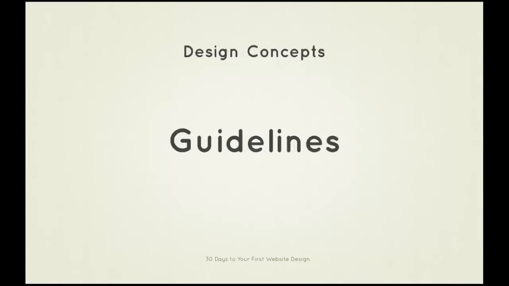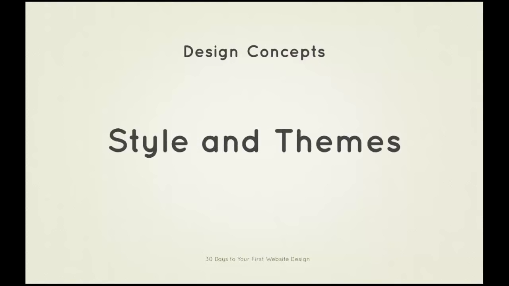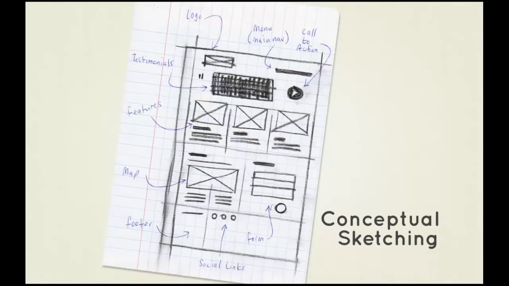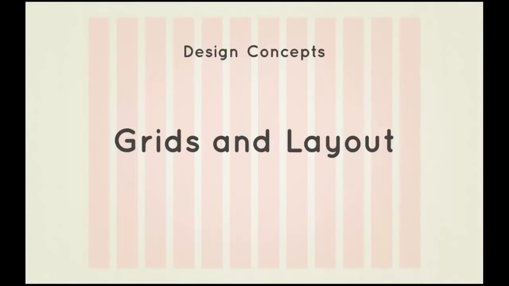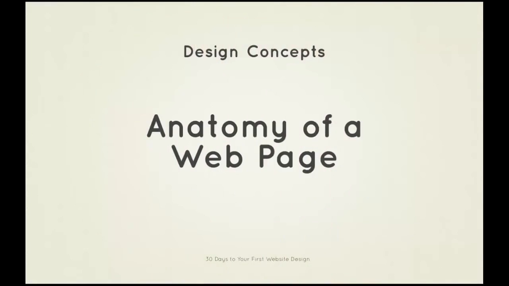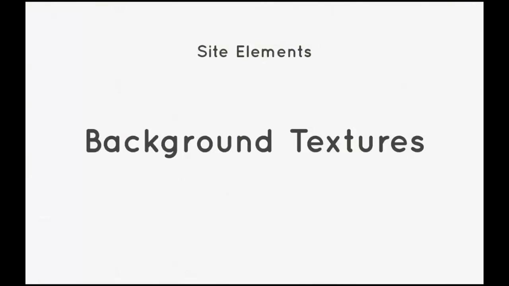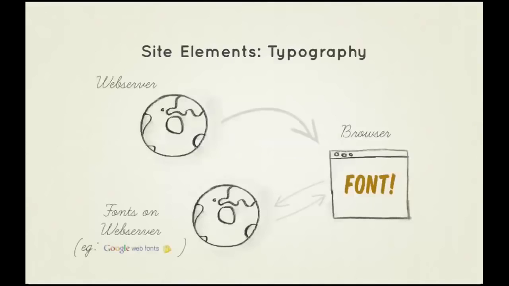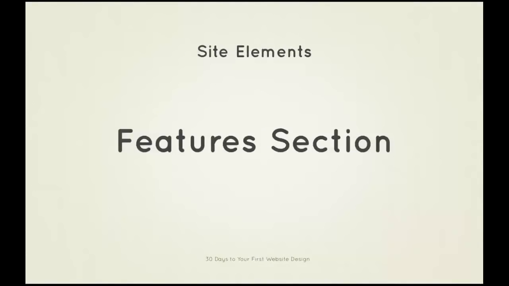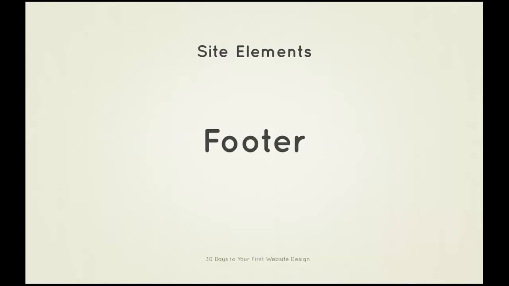Our second section will focus on design concepts, beginning with a few guidelines, inspiration, style and themes, conceptual sketching, grids and layout, the all-important anatomy of a web page, and lastly white space. And there's a reason for that piece of cheese being there, which you'll find out later. We'll then move on to the nuts and bolts of web design by looking at site elements, background textures, navigation, typography, features sections, forms and the footer.